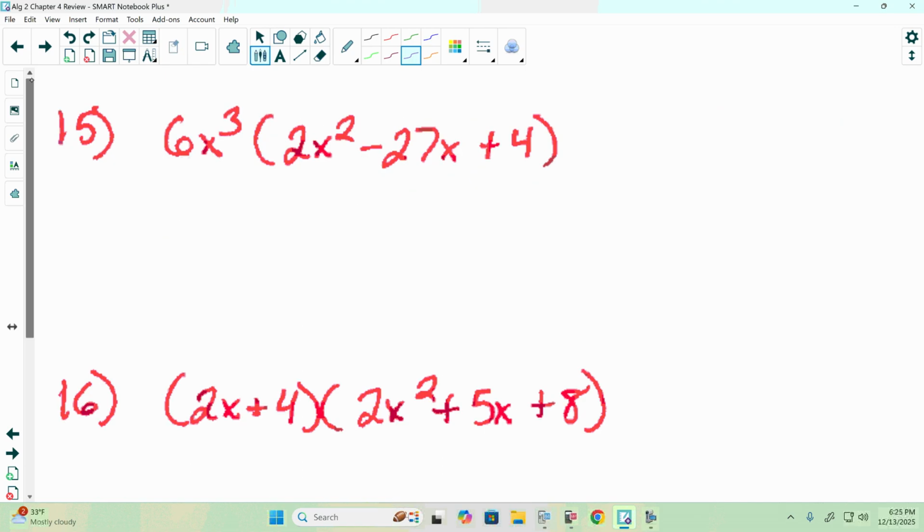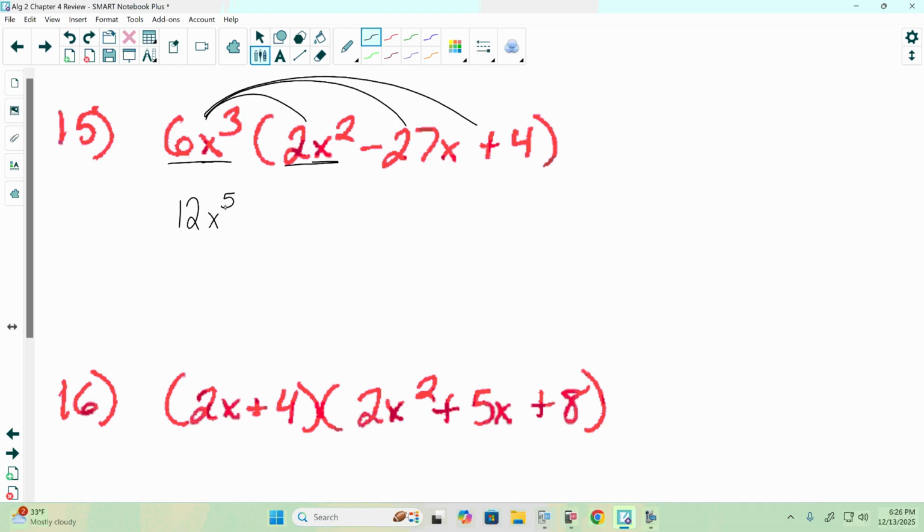Now that brings us to our multiplication problems, our distributive property. For number 15, we'll just jump right in. We're going to distribute through. We're going to multiply through. So we're going to multiply the 6x cubed by each term. Now, because it's only one term, we're going to multiply it through this other one here. So we have 6x cubed times 2x squared. 6 times 2 is 12. X to the third times x squared. When we multiply those like bases, we add the exponents. So 3 plus 2 is 5, telling us it's 12x to the fifth.